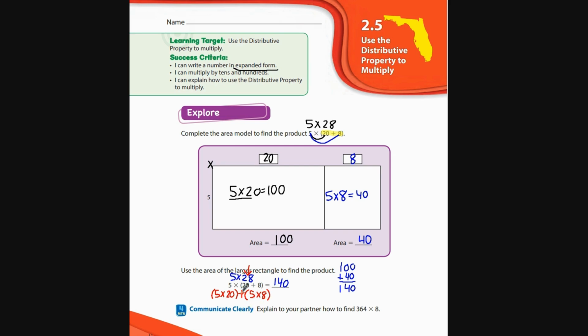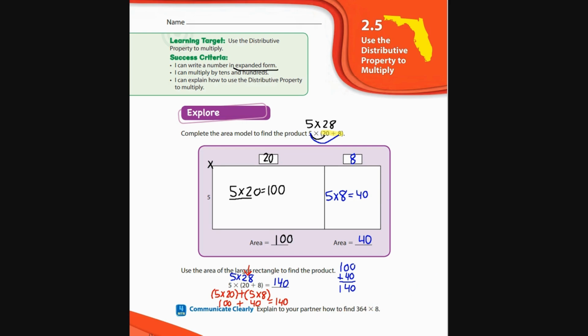We're still not done. So now what we have to do is say, okay, let's solve 5 times 20. We know already it's 100 plus 5 times 8 is 40. So together, you still get the same product. You get 140. Now, for the communicate clearly, it's a little different, but not much.